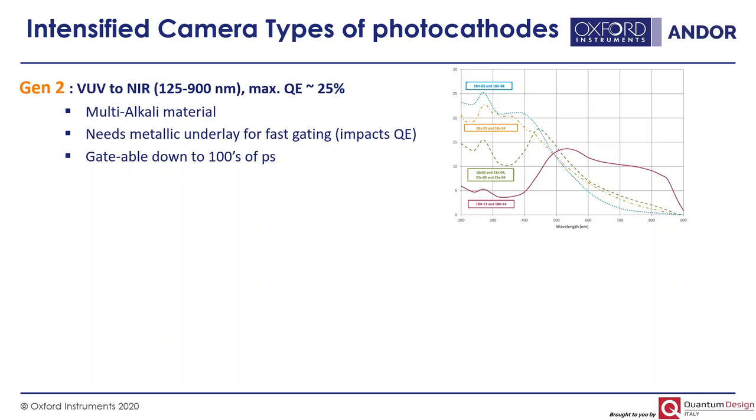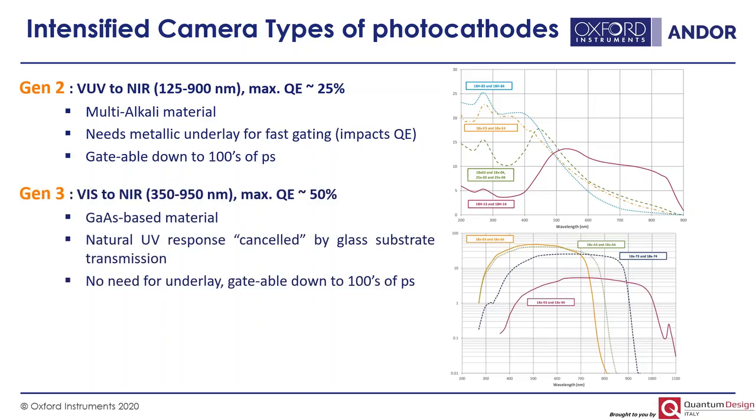However, there are generation 3 photocathodes that are maybe more suitable for visible to near-infrared, just because they're deposited on glass as opposed to a metallic underlay like generation 2 photocathodes. And this can allow them to gate down theoretically to hundreds of picoseconds in terms of time. And their peak quantum efficiency is significantly higher, up to even 50% in some cases, compared to generation 2 photocathodes.